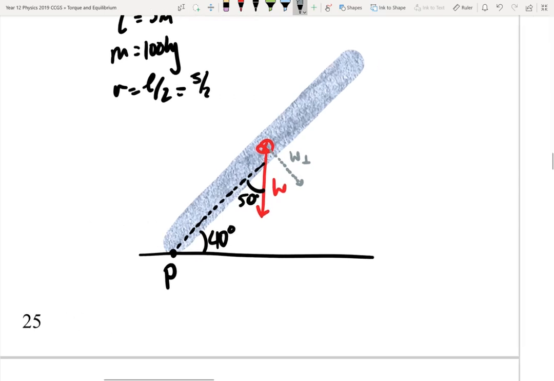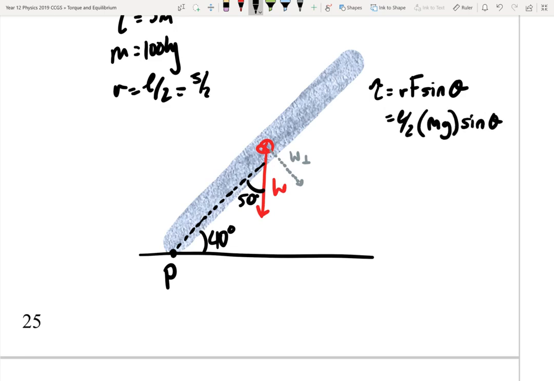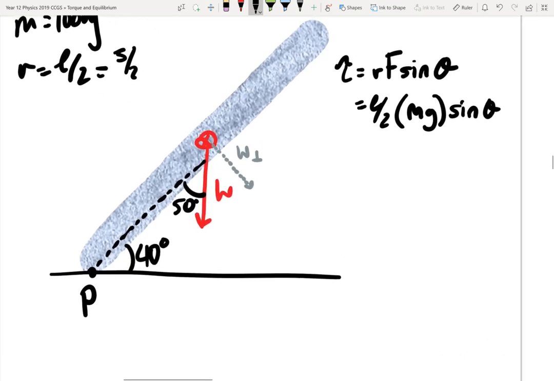So, we would write out the following. Torque equals RF sine theta equals L on 2 bracket mg sine theta. Don't risk it. Put in one extra line. Show all your working out. 5 on 2.